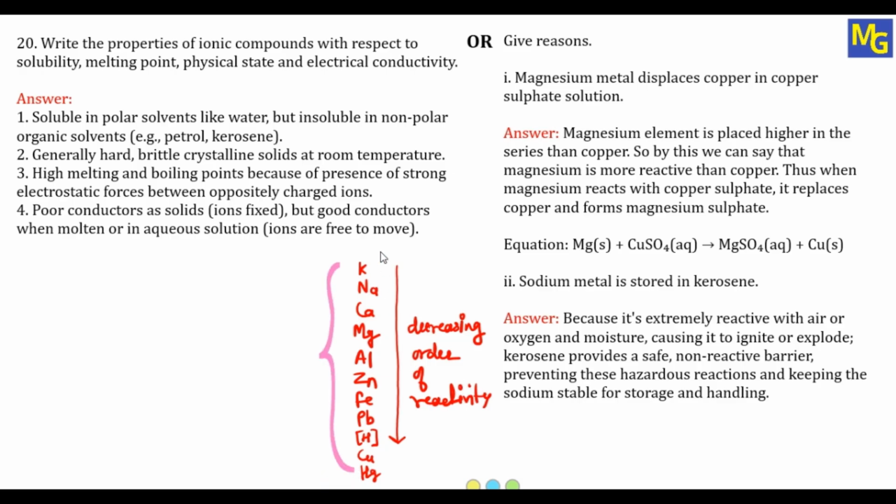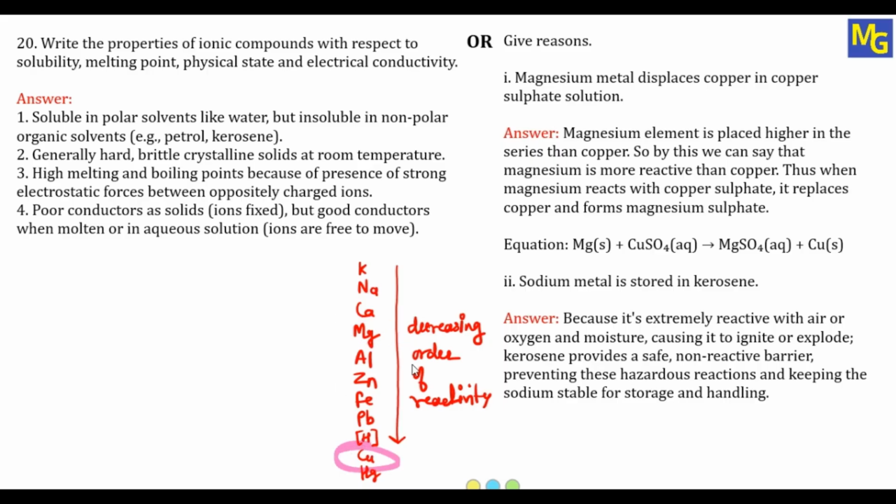So with the help of this electrochemical series, we can answer this question. Here they are asking: magnesium metal displaces copper in the copper sulfate solution. The answer is, magnesium is placed higher in the series than copper. So where is our copper? Copper is here at the bottom and magnesium is at the top. If you see the series, who is more reactive? If we compare both, magnesium is more reactive than copper.